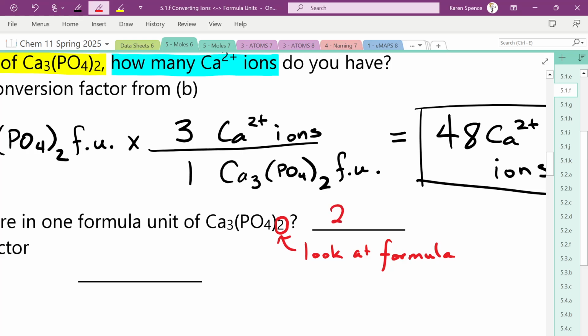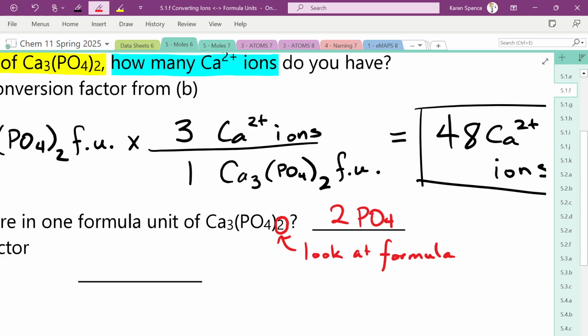There are 2 phosphates. Will we ever be asked to individually, like, if the question were to ask me how many oxygens are in this? Yes, we could do that also. We could ask for phosphate ions, we could ask for oxygen atoms. So we could break that formula down in any way we want to, okay?